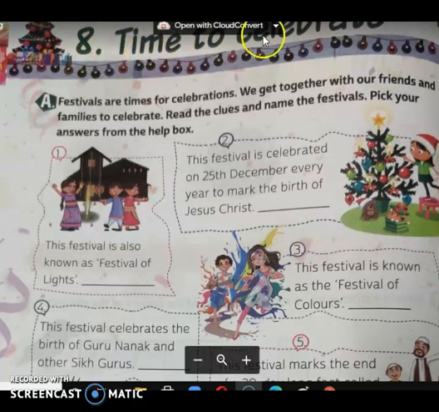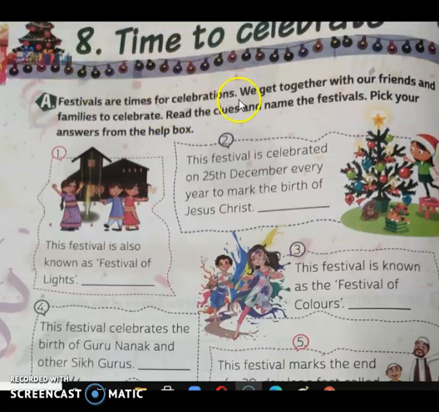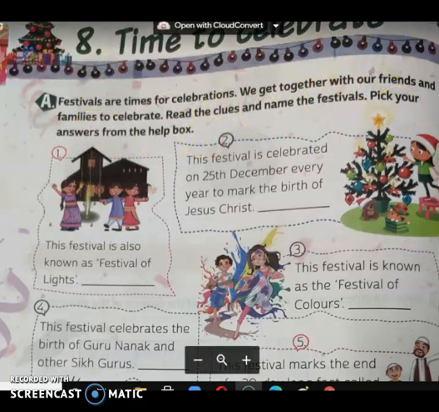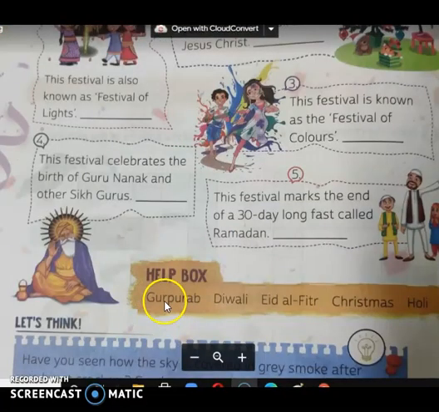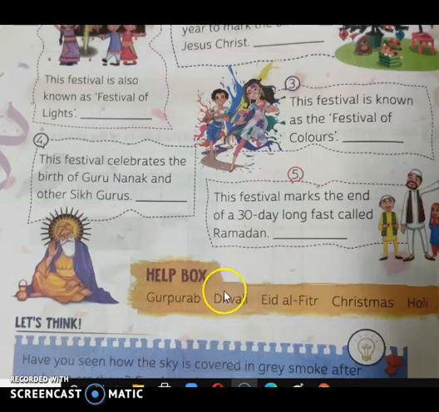Next, eighth one is Time to Celebrate. A. Festivals are times for celebrations. We get together with our friends and family to celebrate. Read the clues and name the festivals. Pick your answers from the help box. Let's see the name of festivals first. Guru Purab, Diwali, Eid al-Fitr, Christmas and Holi.